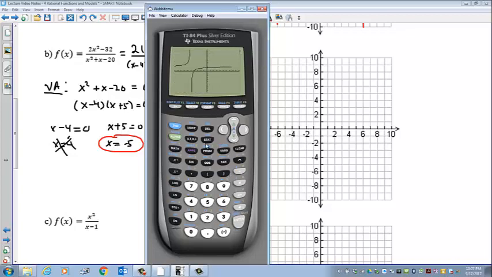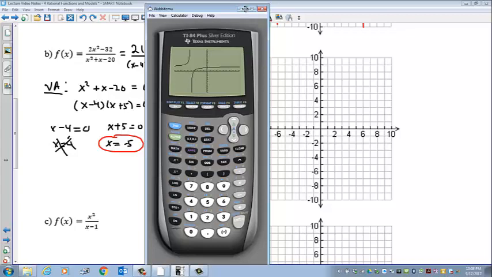So you can see over here at negative 5, that's where that vertical asymptote is. But over here, something funny's happening. Right? What's happening over here is that there's no vertical asymptote at 4. And the reason there's not a vertical asymptote at 4 here is there's actually a hole. But it's really hard to see. You can't really see it.